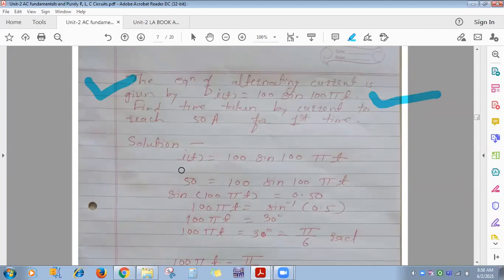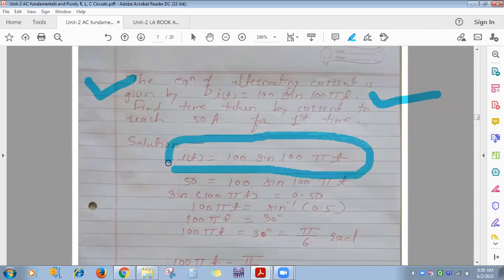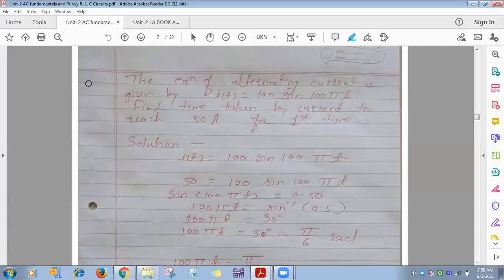Here, an instantaneous current equation or voltage equation will be given to you. Either the instantaneous value of current is given and they will ask you to calculate the time, or the reverse: time is given and you will be asked to calculate the instantaneous value. Such numericals, if simple, are for 1 mark, and if slightly difficult, for 2 marks. So see the next one. This sum we'll conduct next time.